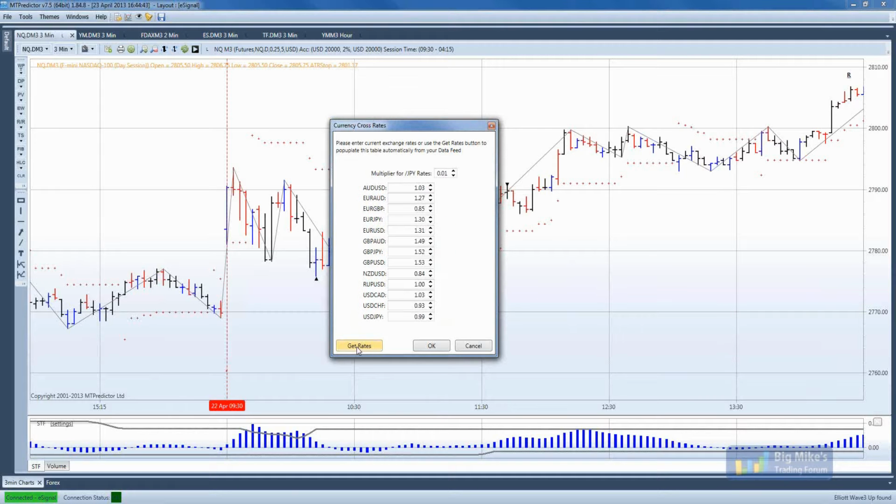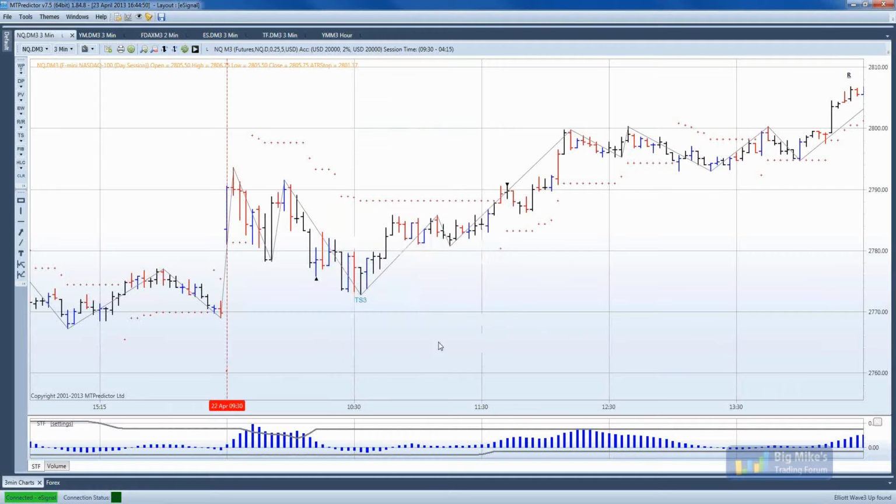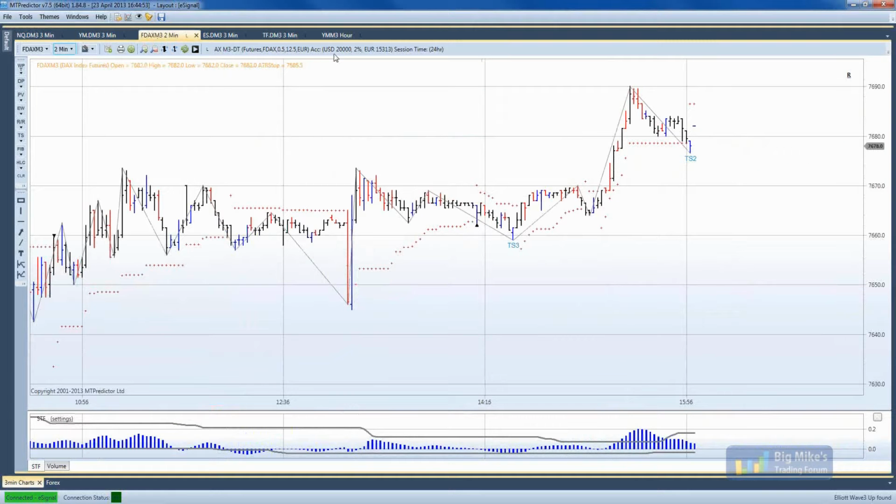Now, you may say, what's the point of that? Well, we know from here that the euro US dollar is currently about 1.31. So when I go to my DAX chart, if you look at the top, we have 2 figures here. The first figure is our account in our account currency, which is what we assume to be our broker. The next one is adjusted by the euro US dollar rate in this case, because the DAX is traded in euros. So this equates to $15,000 at what we call a chart currency.